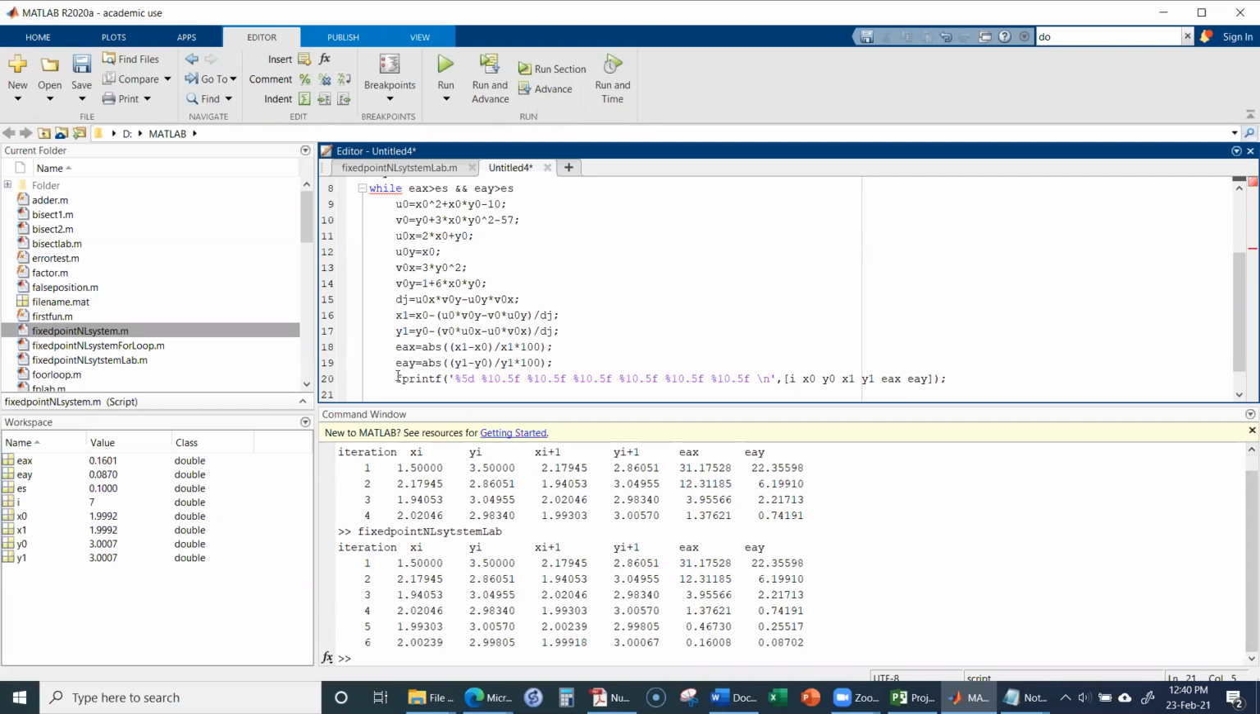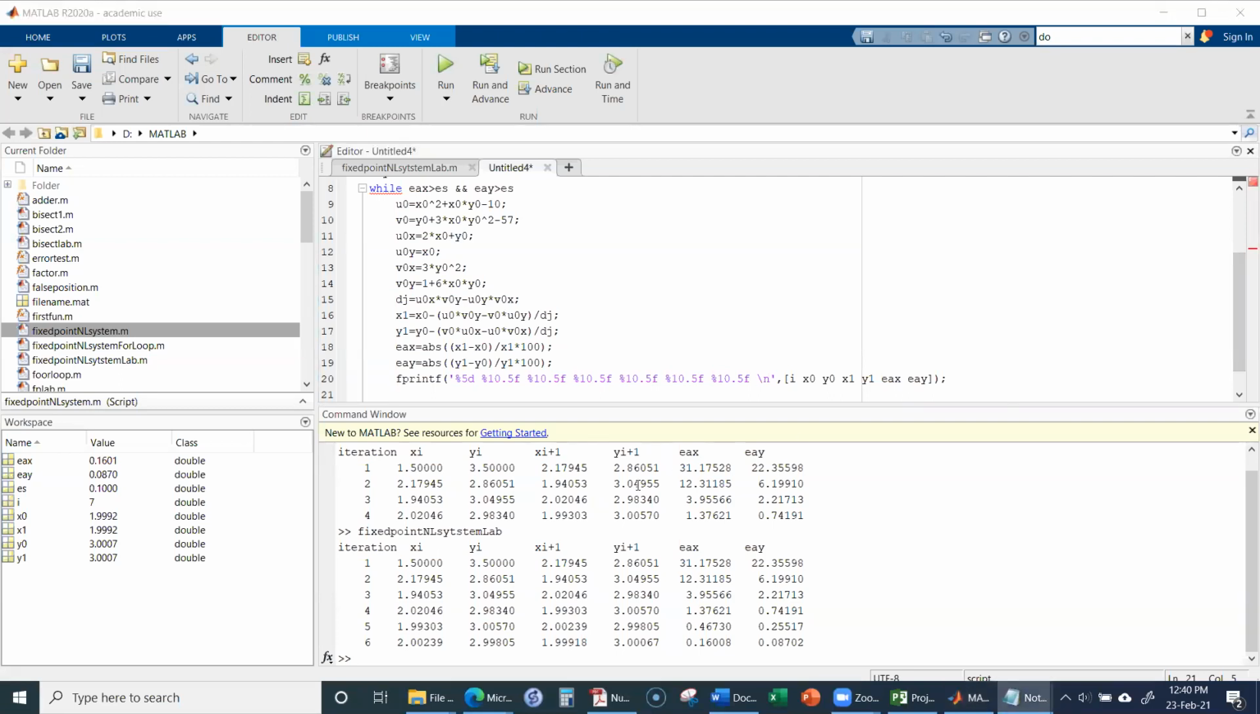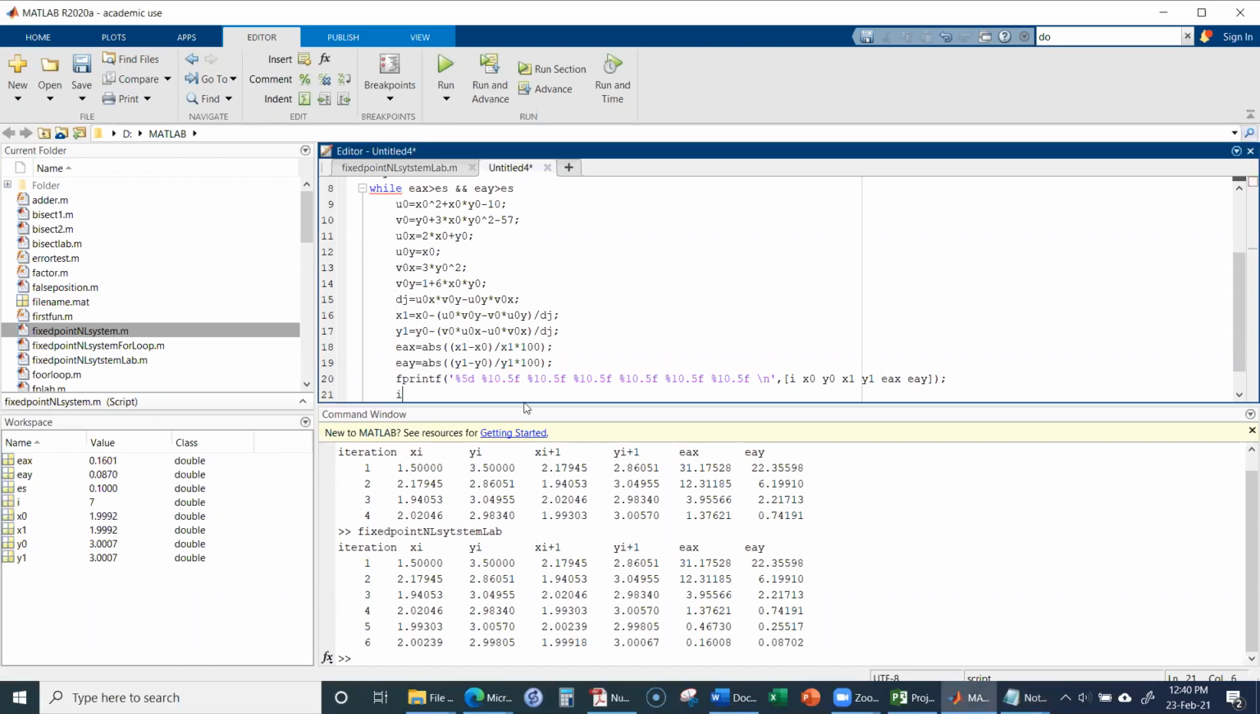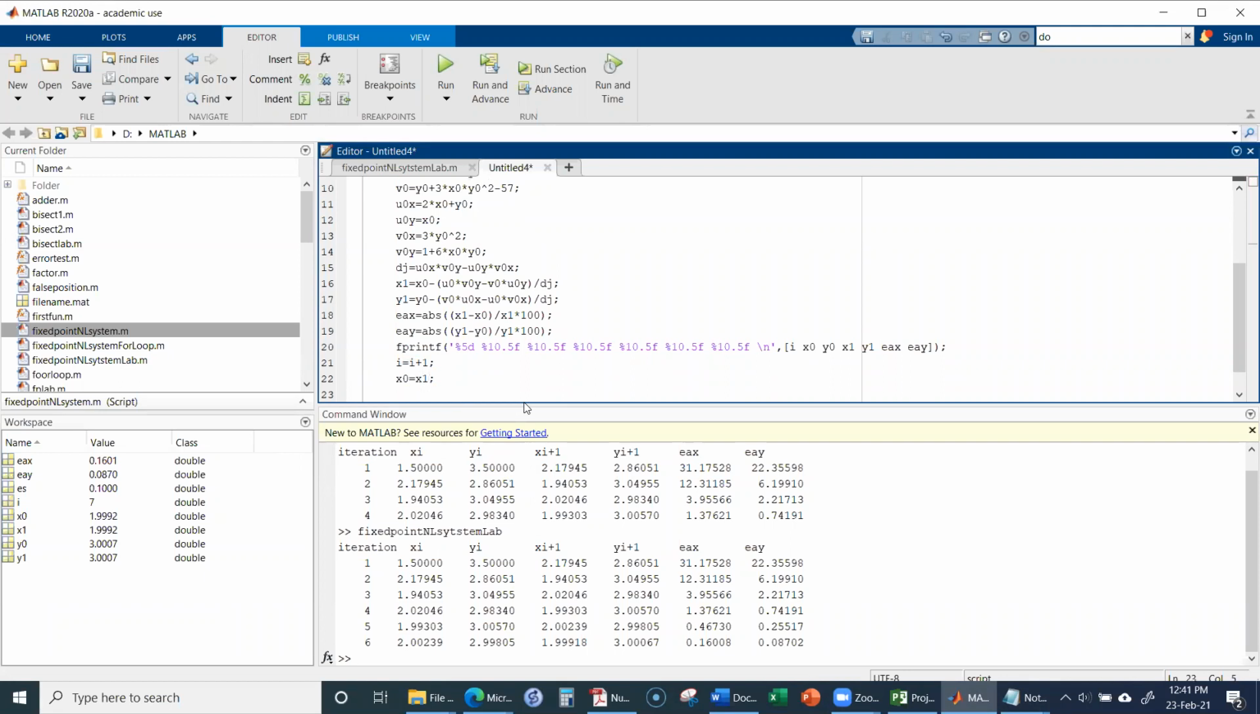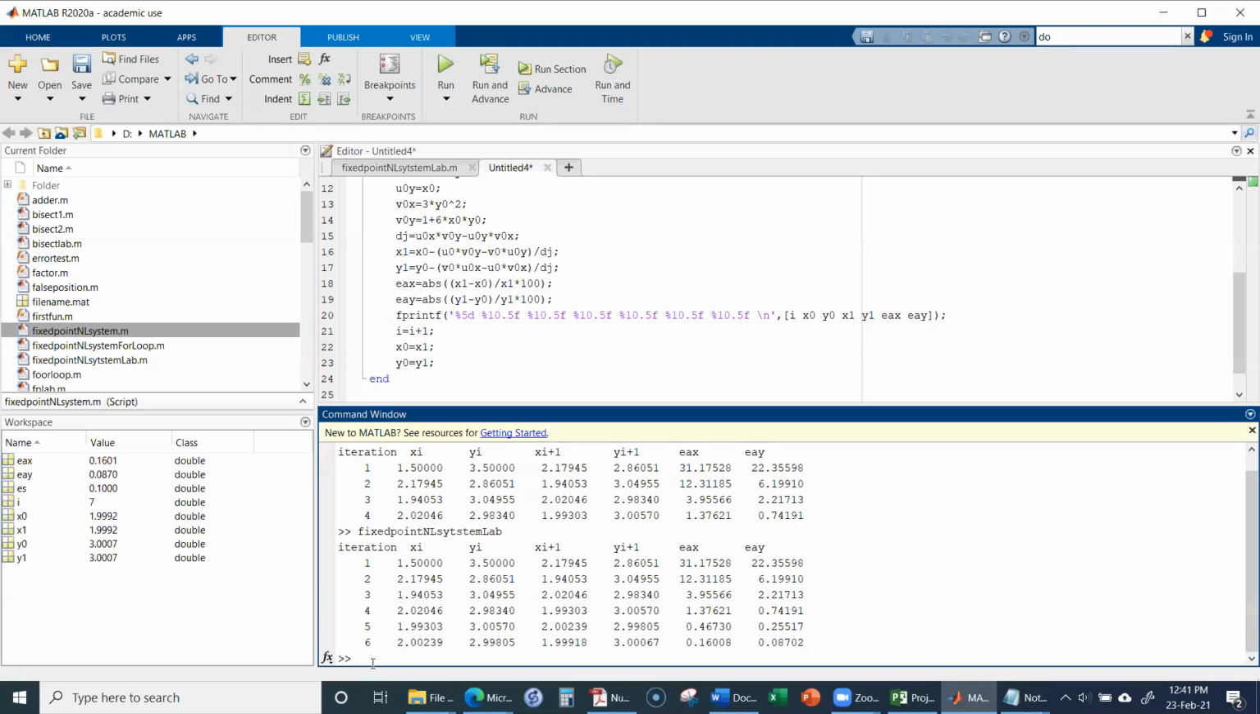And okay, so now you have printed it. Now what we need to do for our next iteration is update the values. So we have to iterate I equals I plus 1, and then the next time we need to update the value of x naught to x1, and y naught to y1. Okay, and then that will end the script. So this will end the script. Then let's try it.